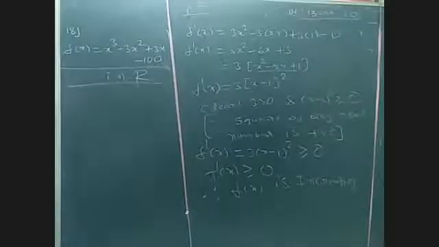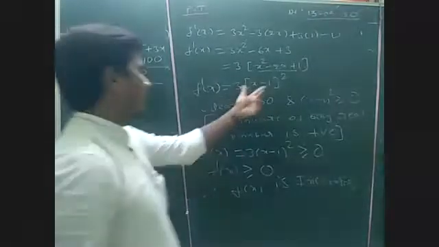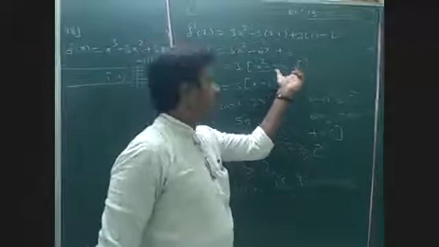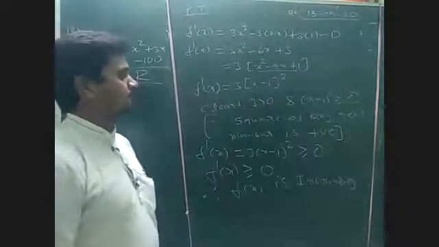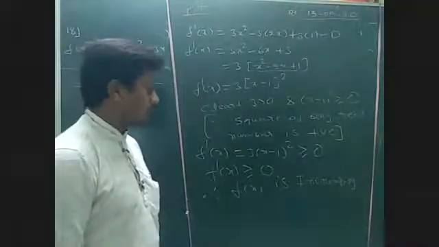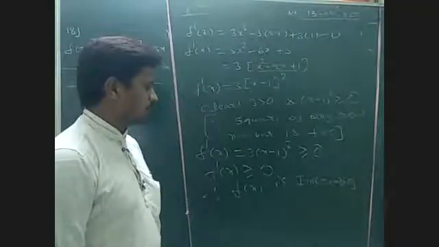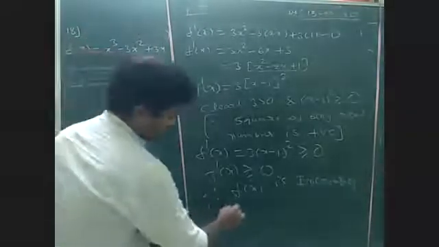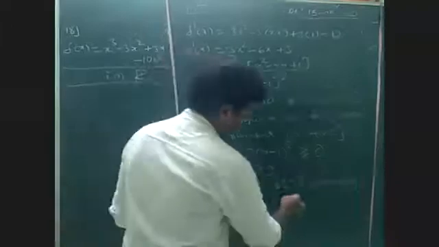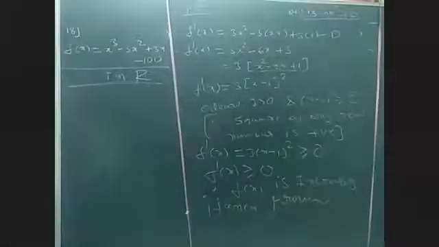Any doubts here? So like that you can write in square. Otherwise we cannot write. So write down, hence proved. Hence proved. Next, check the next question.